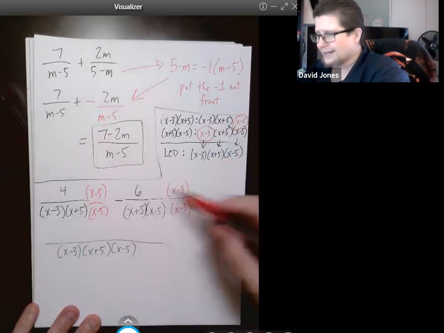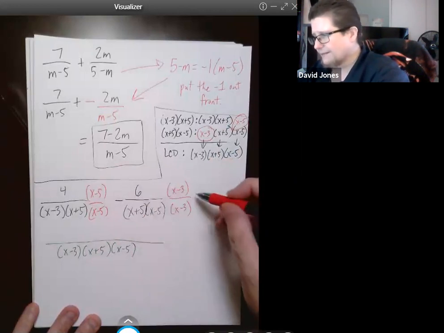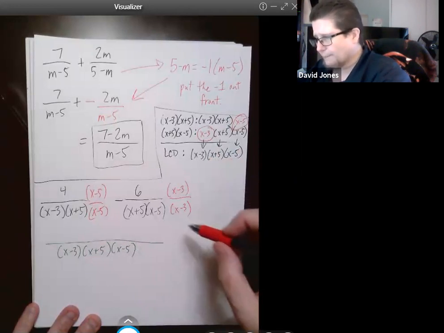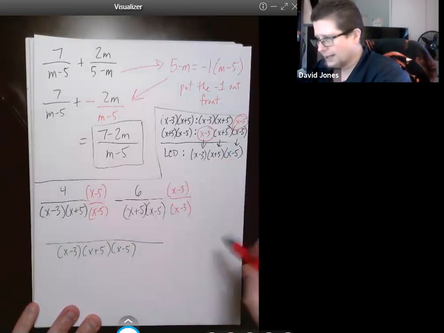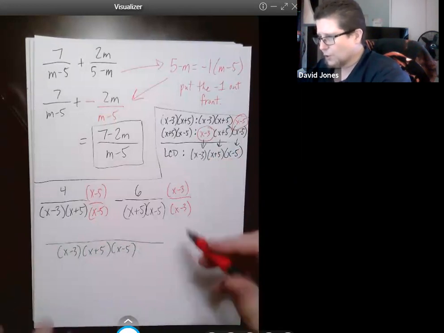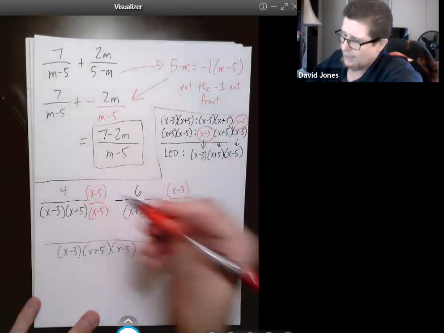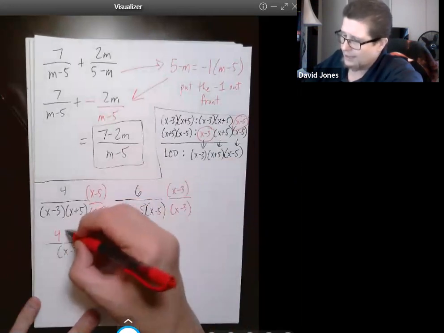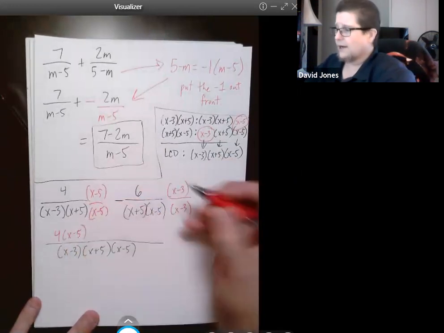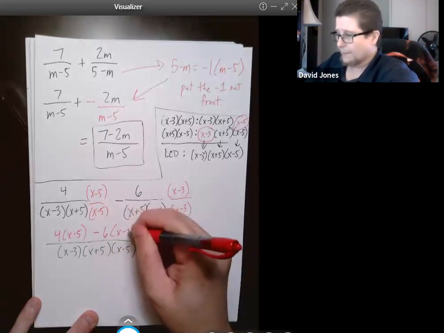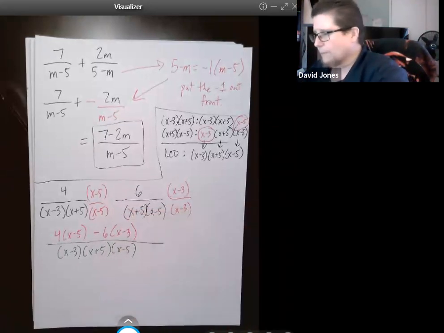Like in the last couple problems, I wrote the next step by showing the two things written out, but we can skip it, fast forward. We got 4 times x minus 5 here, and I've got minus 6 times x minus 3 here. You really want to multiply this out and combine like terms on top.